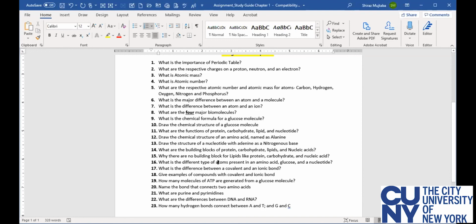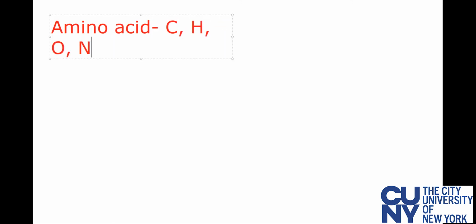Now, what is the difference between the type of atoms present in amino acids, glucose, and nucleotides? This is an interesting question. If you look at the atoms that are present in an amino acid that I drew earlier, amino acids have carbon, hydrogen, oxygen, and nitrogen. These are the atoms that make up the amino acid.